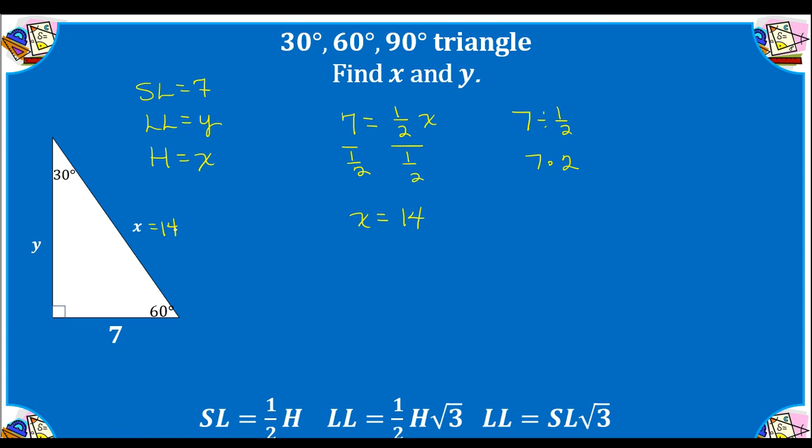Now we want to get our long leg. So our long leg y, I want to use the short leg because we know it's 7 times the square root of 3. And again, if we wanted to round to a decimal, 7 times the square root of 3, toggle it, and it gives me about 12.1.